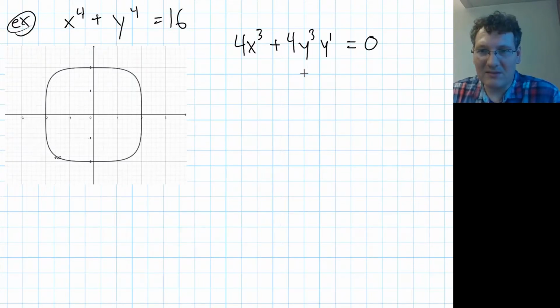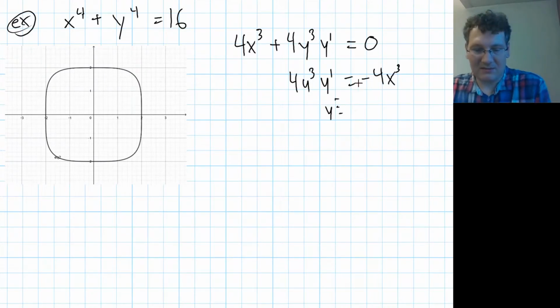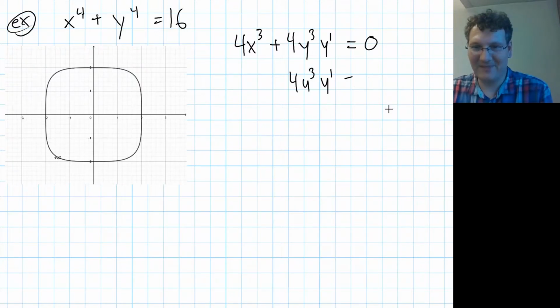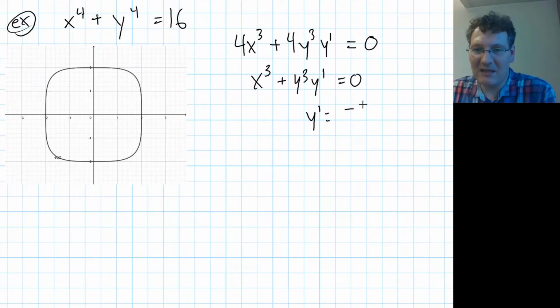I'll solve for this y prime. 4y to the third y prime equals negative 4x to the third. Y prime is thus negative, in fact, before I do anything else, I'll just divide everything by 4 just to make things a little simpler looking. So if I solve for y prime now, you can see it's going to be negative x to the third over y to the third.